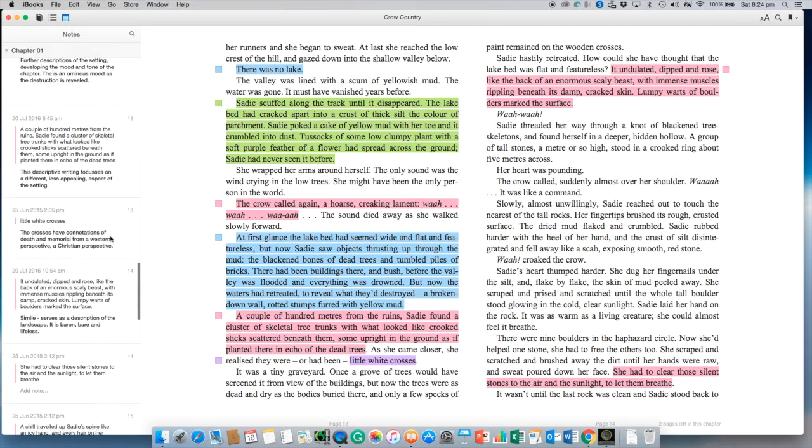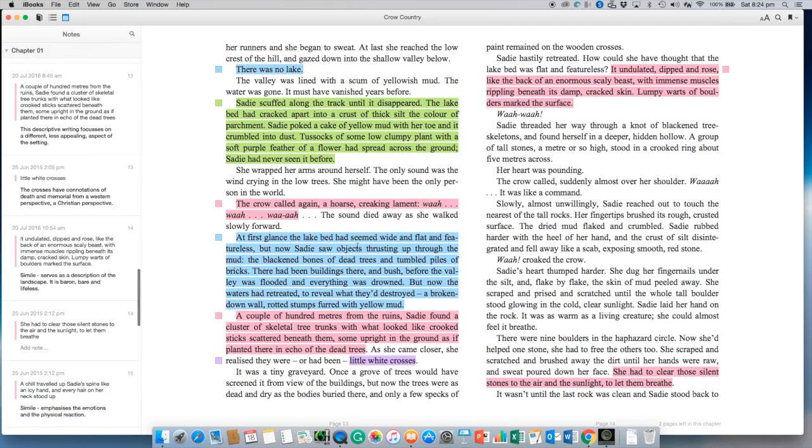And it continues. A couple of 100 metres from the ruins, Sadie found a cluster of skeletal tree trunks with what looked like crooked sticks scattered beneath them, some upright in the ground, as if planted there in echo of the dead trees. And she realises that these used to be little white crosses.